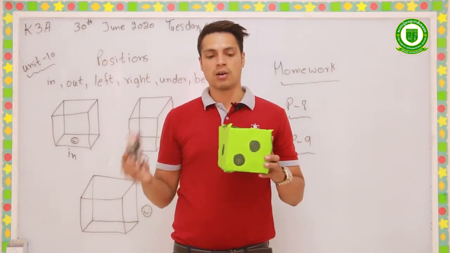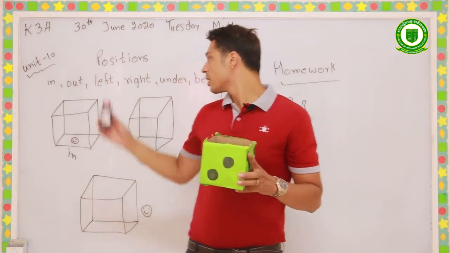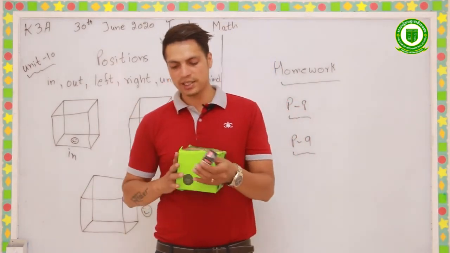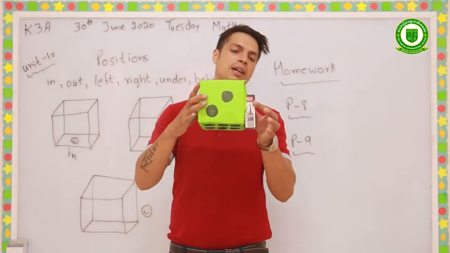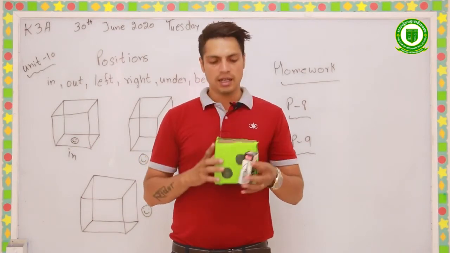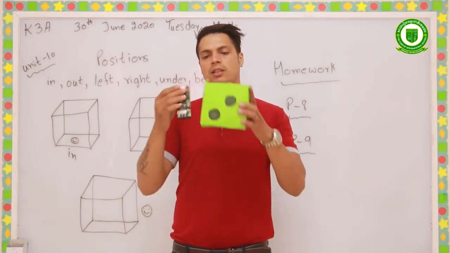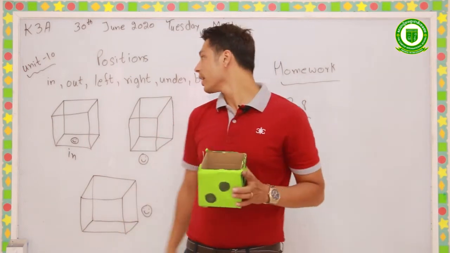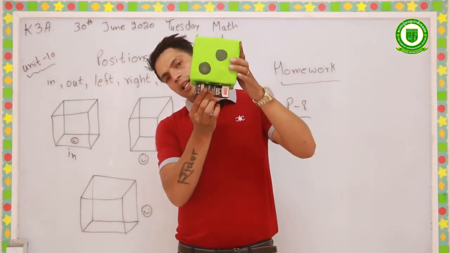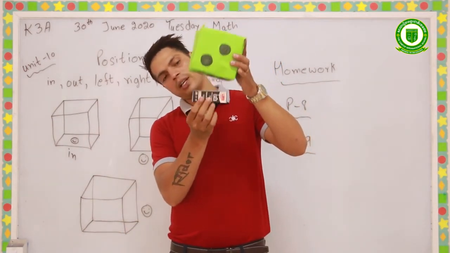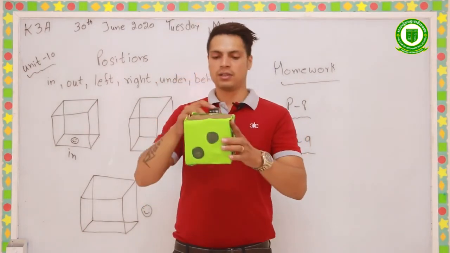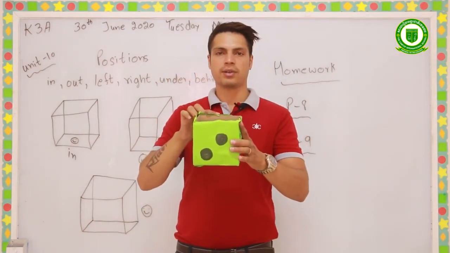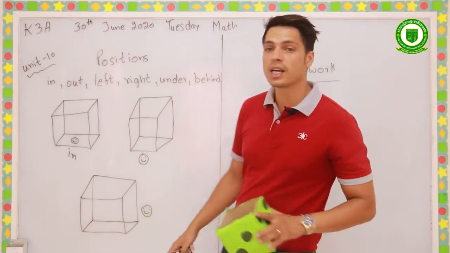It's out now. In, out, left, I place it on the left, so it's on the left hand side of the box. Right hand side of the box. Under, so it's under the big box now. It's under the box. Behind, so behind. And we learn in front.